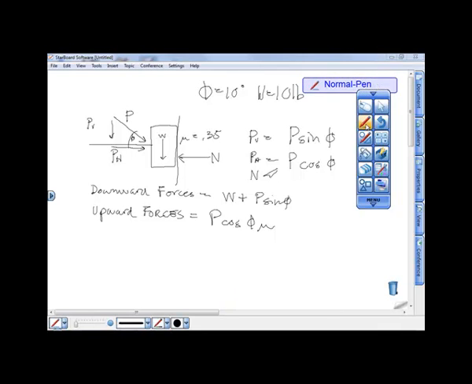So P cosine theta times 0.35, P times the cosine of theta times 0.35 equals W plus P times the sine of theta.